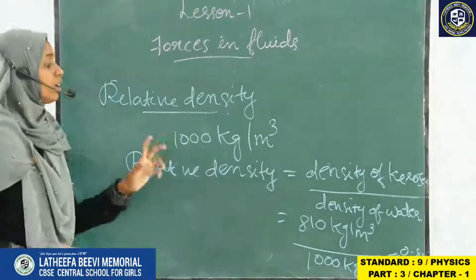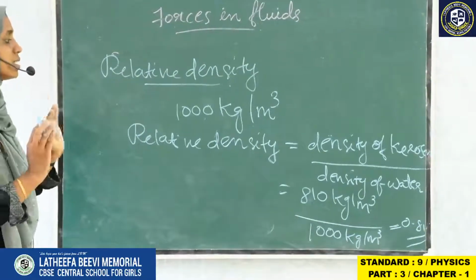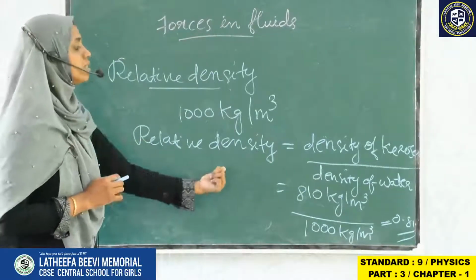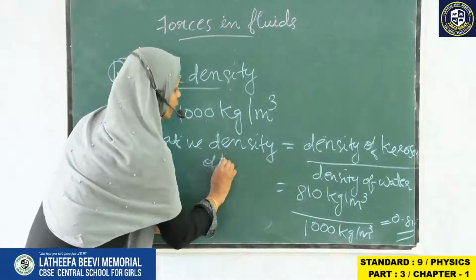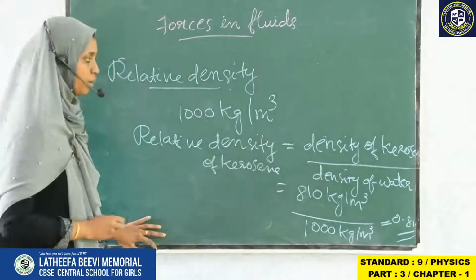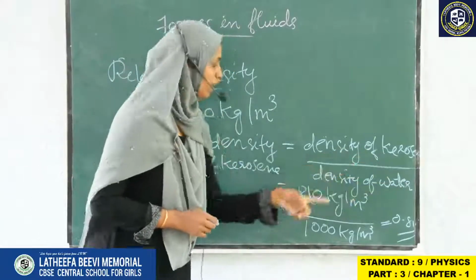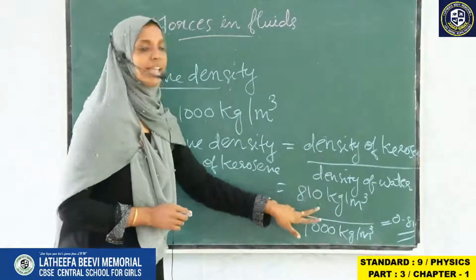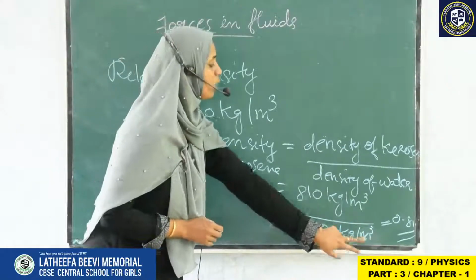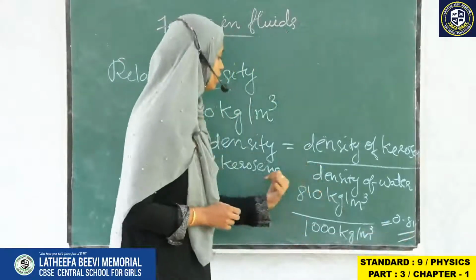When we speak about the relative density of any substance, we just relate it with the density of water. Here we find out the relative density of kerosene, which is equal to density of kerosene divided by density of water. Density of kerosene is 810 kilogram per meter cube, and density of water is equal to 1000 kilogram per meter cube. Then we get 0.81, the relative density of kerosene.